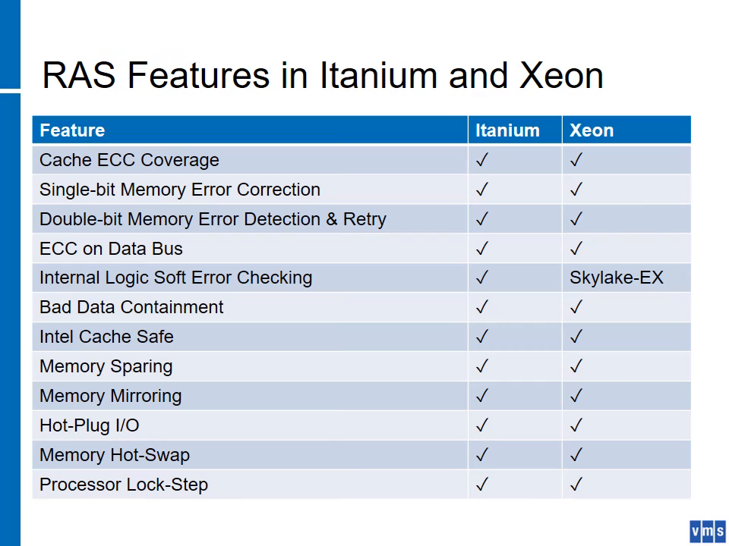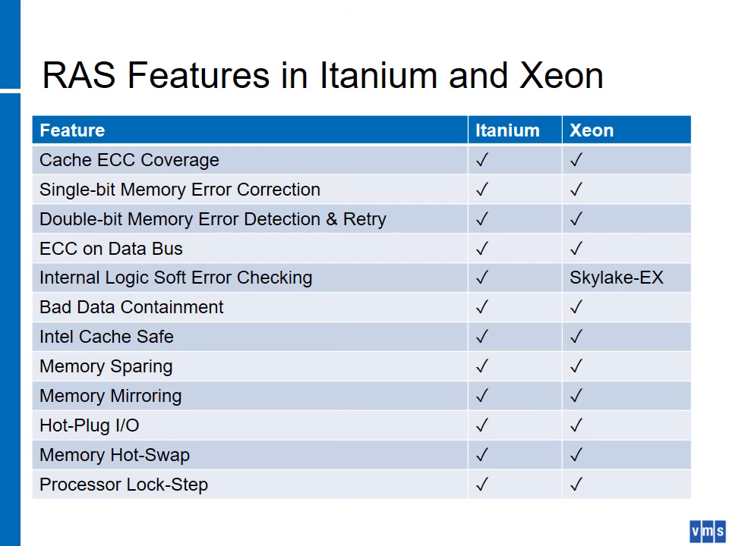RAS features. I took a look about a year ago at the different RAS features that were then available in the Itanium processors, and there are a lot of them, but I sort of grouped them into the most important ones. And then I went searching the Intel literature to find out which of these are available in the Xeon processors. What I found out is that in the high-end Xeon processor, pretty much all of these RAS features are present. The only one I couldn't find was the internal logic soft error checking, and that appears to be coming in the upcoming Skylake EX processor.